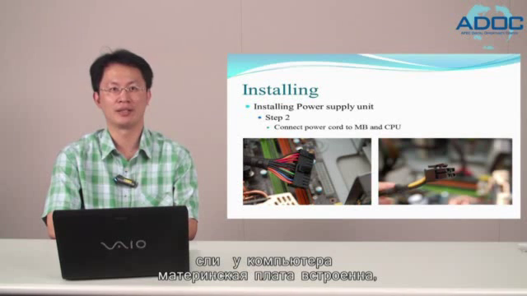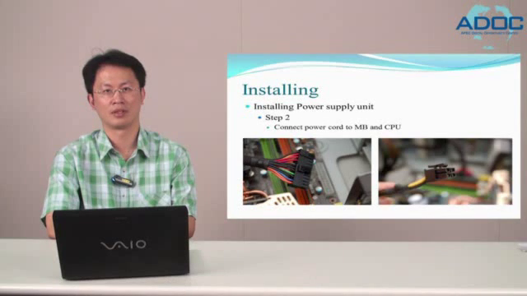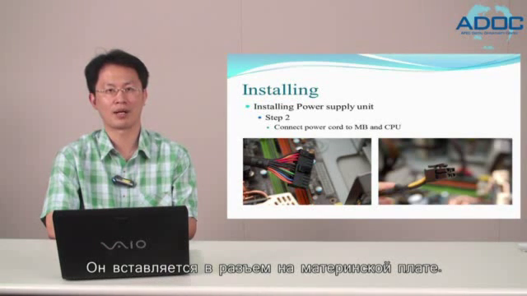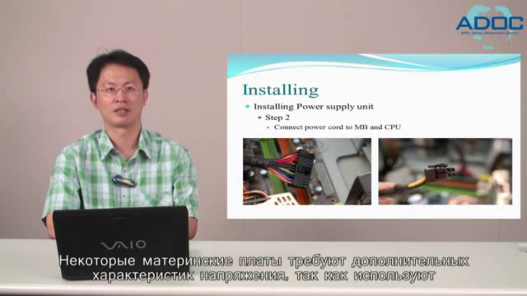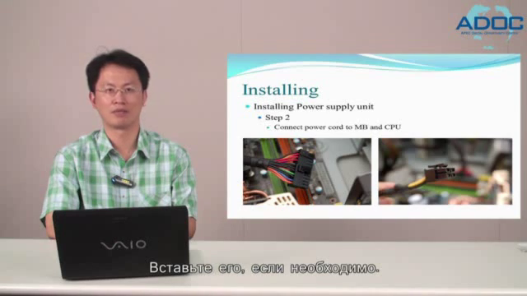If the computer already has the motherboard installed into it, the power leads from the power supply need to be plugged in. Most modern motherboards use a large ATX power connector that gets plugged into the socket on the motherboard. Some motherboards require an additional amount of power through a 4-pin ATX 12-volt connector. Plug this in if required.